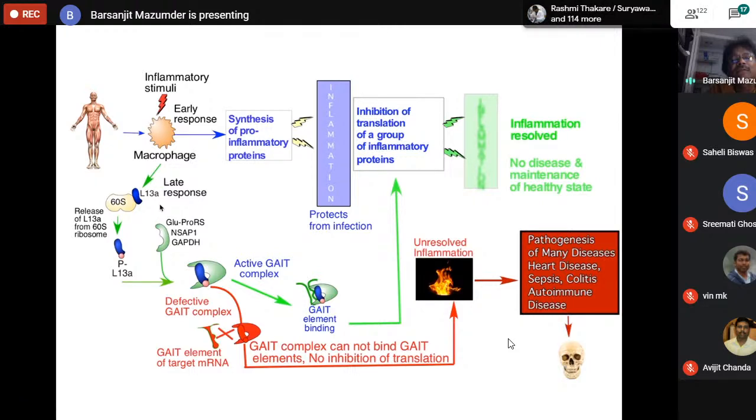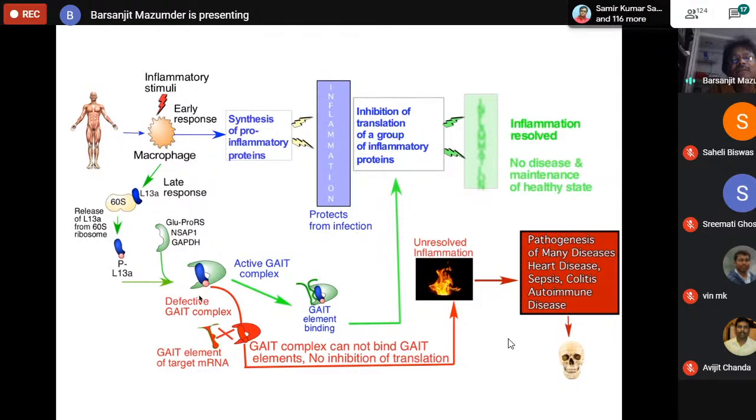So this will happen through a late response of the GAIT pathway. So L13a is released by phosphorylation, bound to this multi-protein complex, forms a multi-protein RNA binding complex that binds the GAIT element, and this binding will directly inhibit translation. So this translation inhibition depends on this binding, and then inflammation will be resolved, and no disease and maintenance of healthy state.